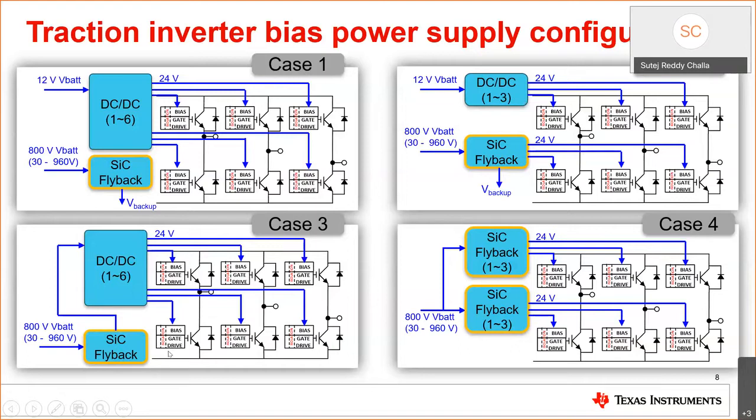And in case 3, all the switches, high side switches and low side switches, are being driven primarily from the high voltage battery through this SiC flyback, and the 12 volt battery would be functioning as a backup. The fourth case, finally, is where all of these high side drivers and low side drivers are being driven from the silicon carbide based flybacks. Not all OEMs are implementing this stage. This is still in the exploration stage, but case 1 and case 2 are more commonly found in typical OEM applications.